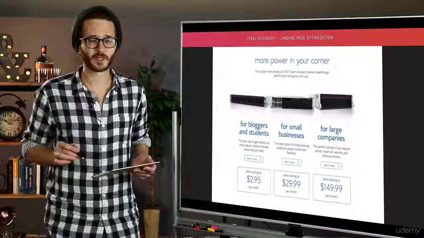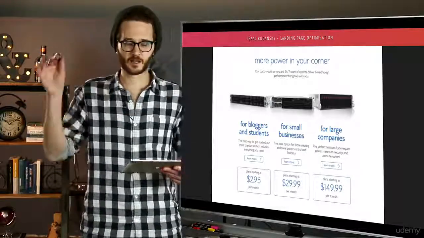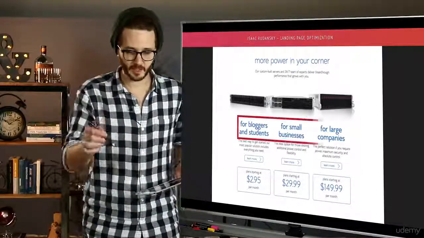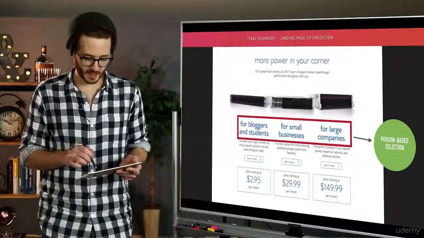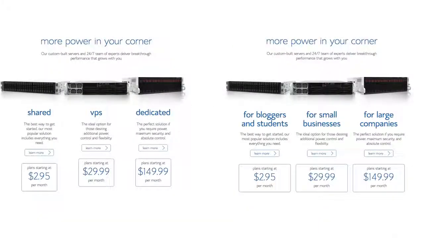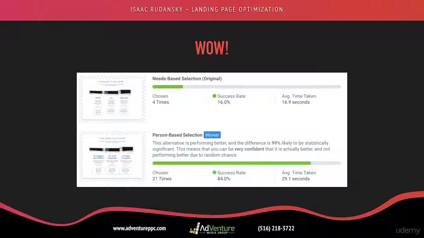We asked 25 respondents from Canada, the United States, and the UK. This is the person-based selection. This is the two screenshots side by side if you want to quickly see them as a comparison. The needs-based system on the left, the person-based selection system on the right, and look at these results. Incredible. Wow. 84% of respondents preferred the person-based selection system, and only 4 people, 16% of respondents, said they preferred the needs-based system, right?